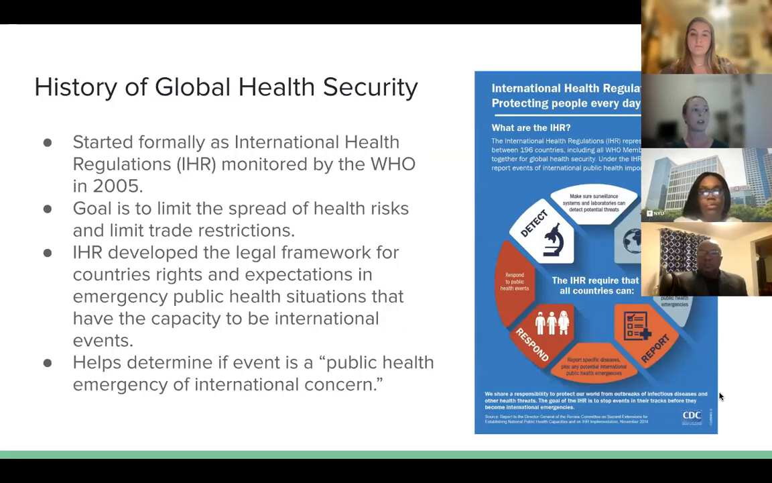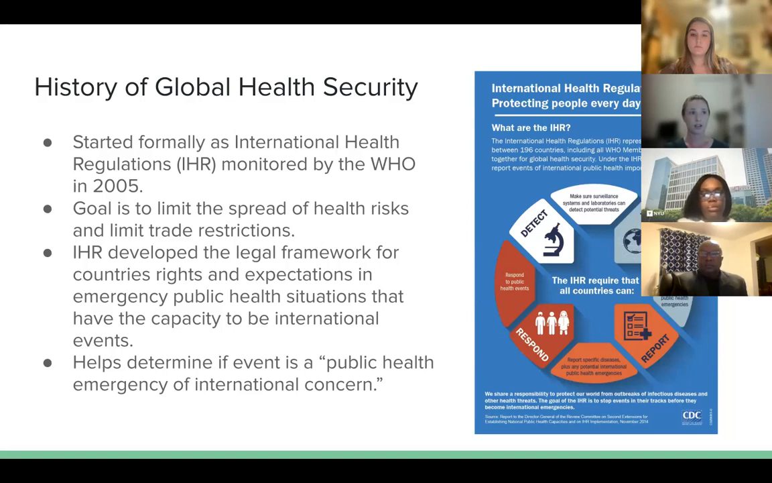Now, for the history of global health security, it started formally as the International Health Regulations, and it's monitored by the World Health Organization. It's comprised of 196 countries, including all member states of the WHO. The main goal of the IHR is to limit the spread of health risks and trade restrictions that would occur as a result of a global health event. The IHR requires that all countries can detect any potential disease threats, assess the scale of that threat, and report it to the WHO, and then respond appropriately as seen in the infographic to the right.